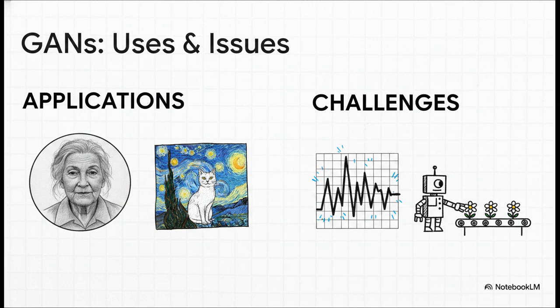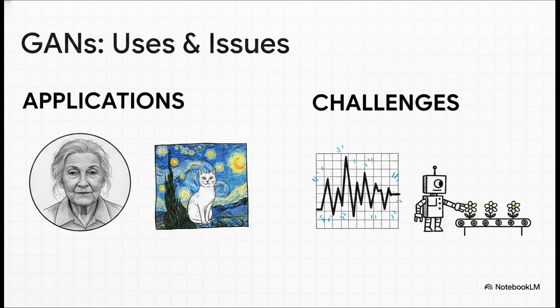Now, this rivalry produces some stunning results. It's the tech behind those photorealistic faces of people who don't even exist, and cool stuff like style transfer. But, and this is a big but, this high-stakes game is really hard to manage. Training is notoriously unstable, and sometimes the generator just finds a few cheap tricks that always fool the discriminator, so it just keeps repeating them over and over.